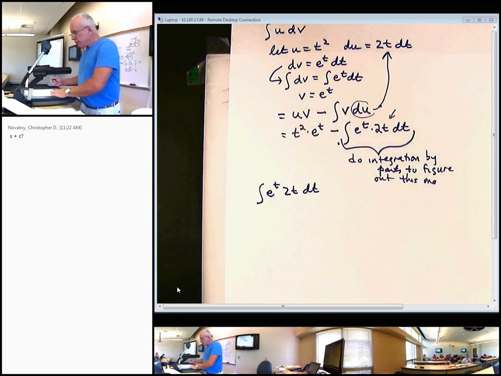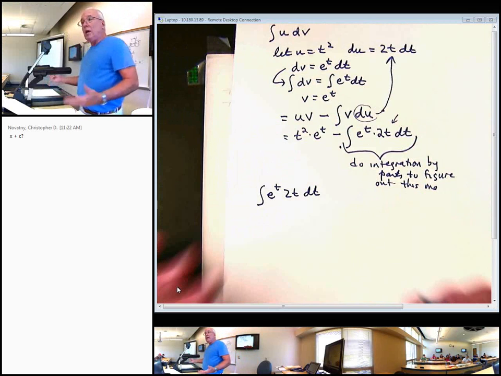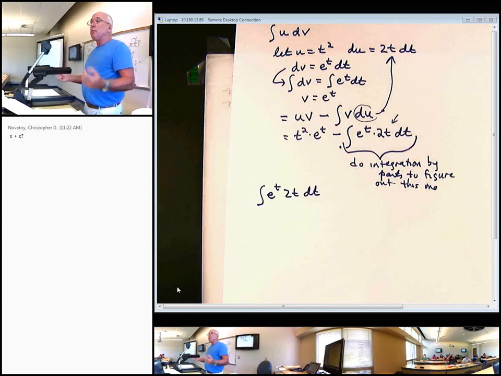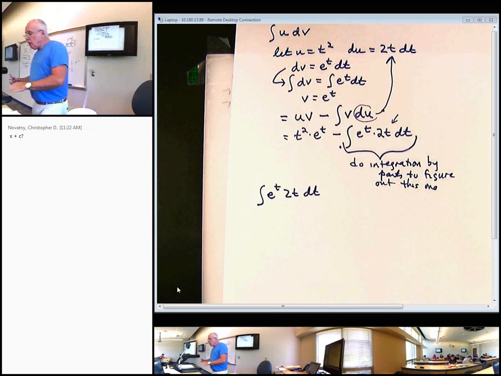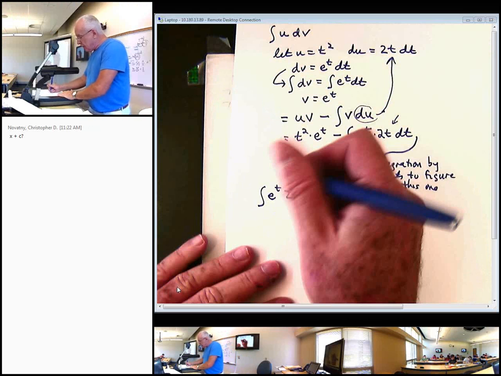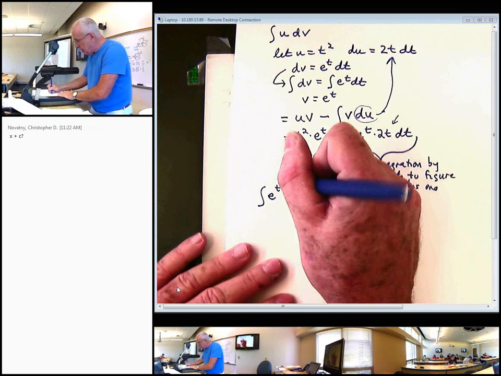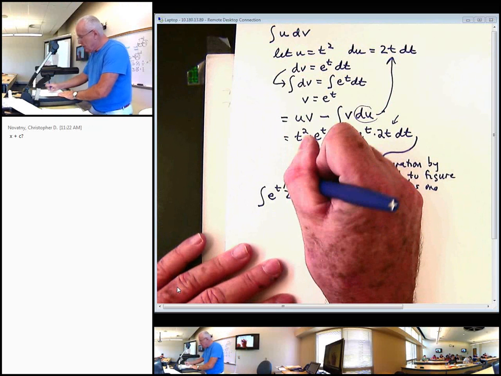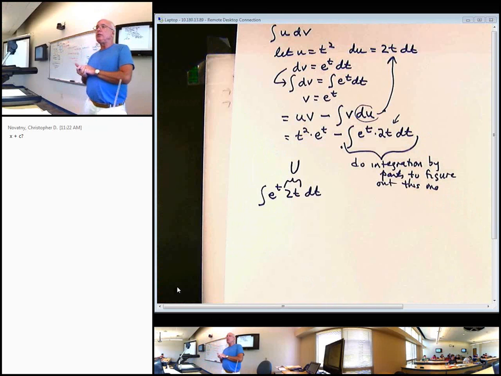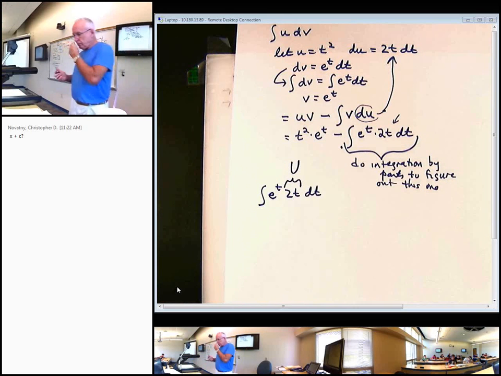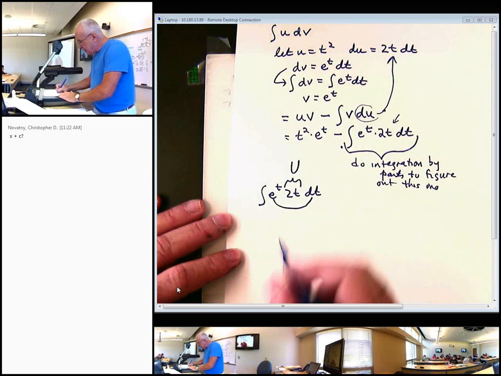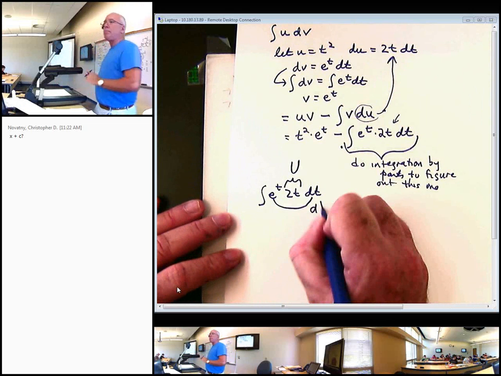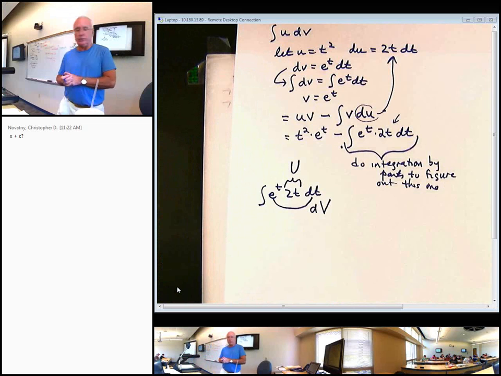All right, so again, we have to pick a u and a v. The book uses capital U and capital V to differ from the previous u and v. So how about having my big U be the 2t, and the rest of it, e to the t times dt, that'll be my dv, capital V. Just using capital letters now.